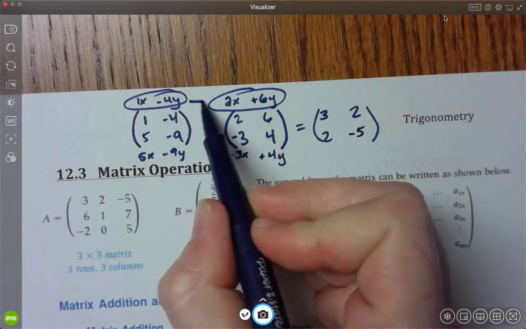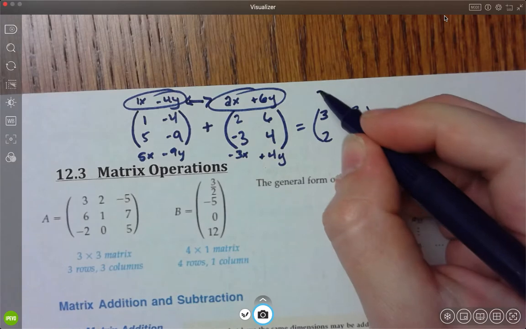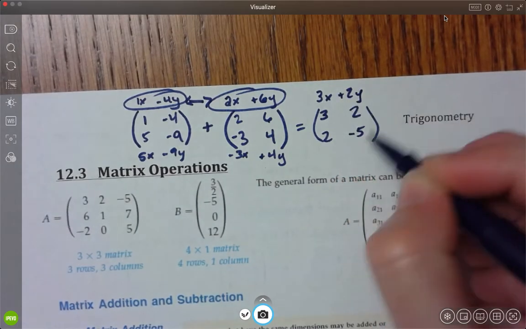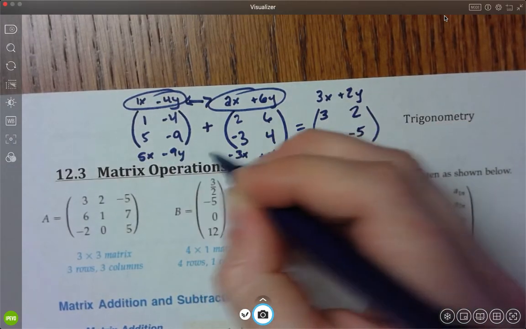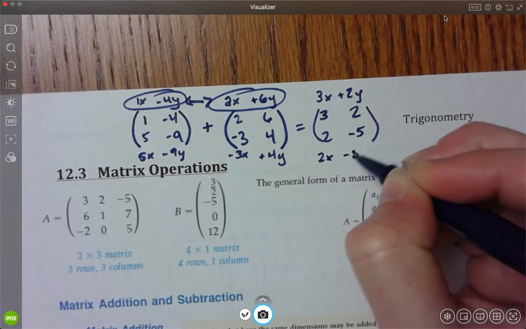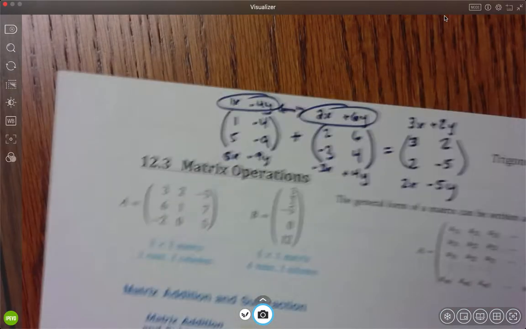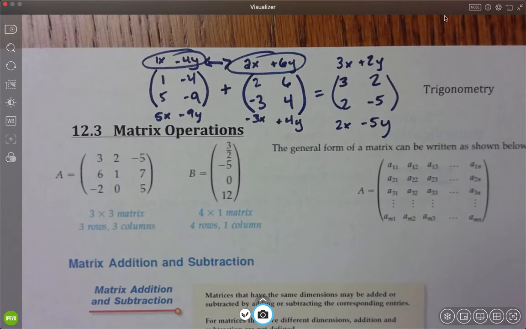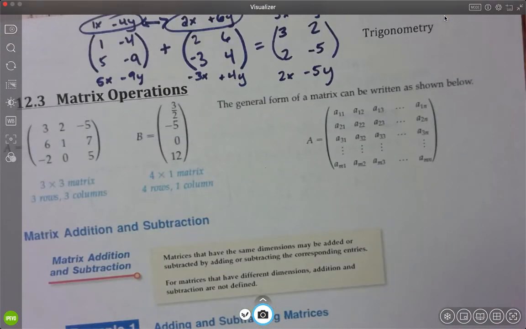So I can figure out that if I were to add those two together, I would have 3x plus 2y. And if I add these two bottom ones together, I would get 2x minus 5y. Okay, so it's just a really fast and easy way of adding things with x's and y's together without having to rewrite the x's and y's every single time.